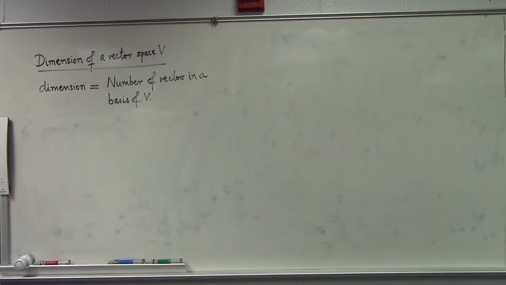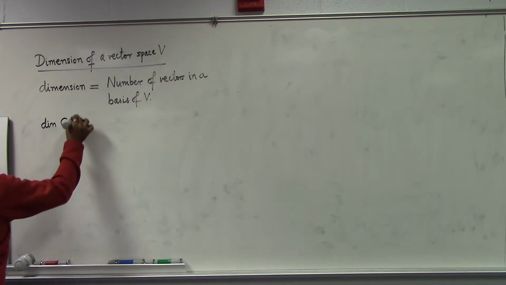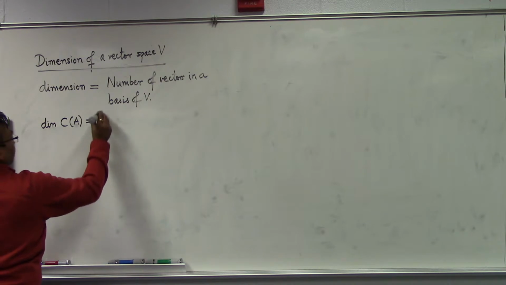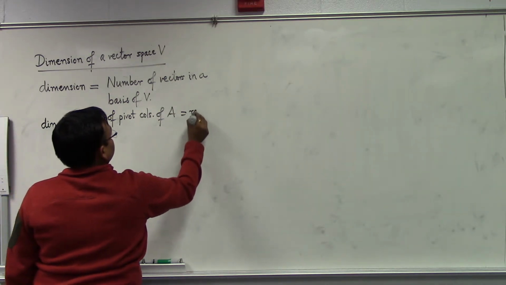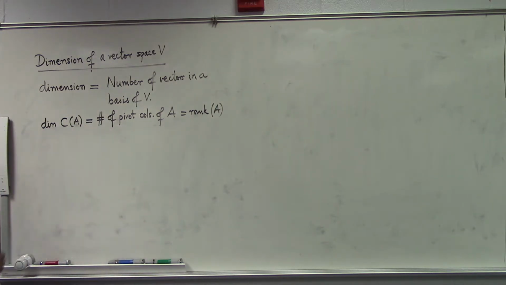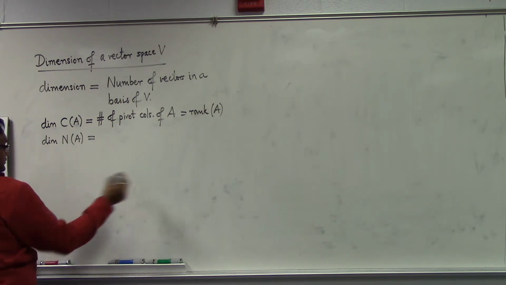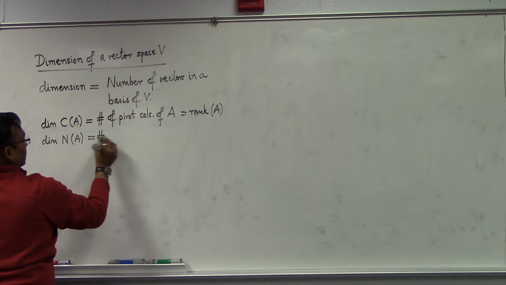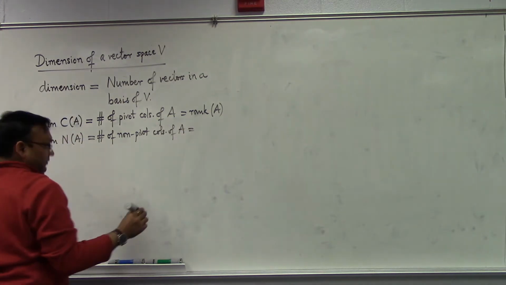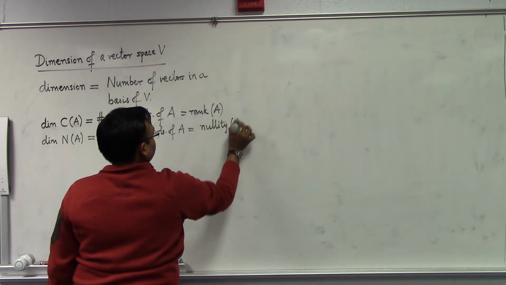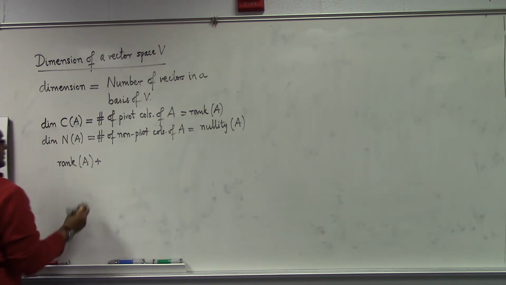So let's introduce some names. The dimension of the column space of A, as you can see, is the number of pivot columns, and this is the same as the rank of A. The dimension of the null space of A will be the number of non-pivot columns, and we will call this the nullity of A. And as you can see, our description gives you this for free now.